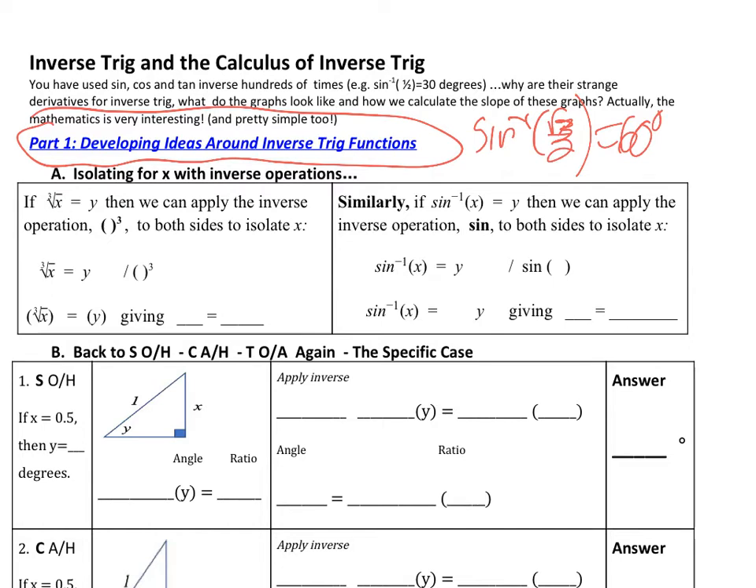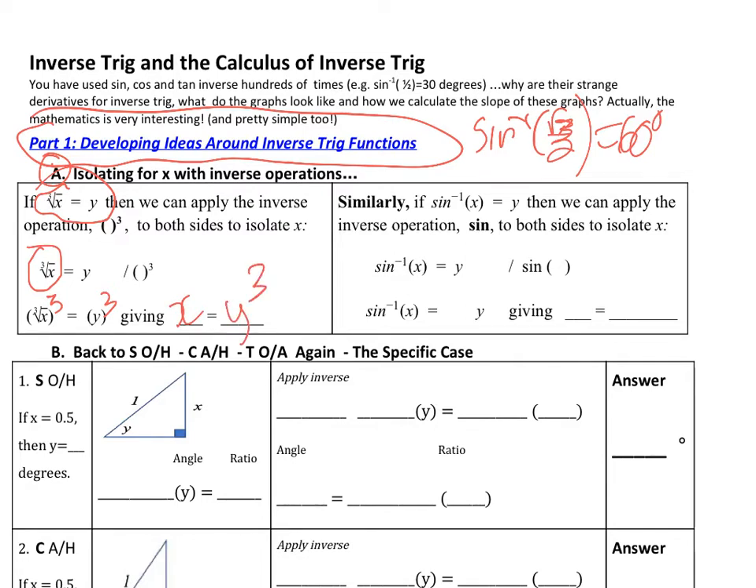So the first thing we're going to deal with is the idea of isolating for x with inverse operations. So say we've got an equation right here: y equals the cube root of x, and say we want to get x by itself. What operations do we apply? If I want to get x by itself and it's currently a cube root, what's the inverse of that? Cubing. So I would cube both sides. Cube root of x cubed is just x, and then that's y cubed. So that's isolating for x.